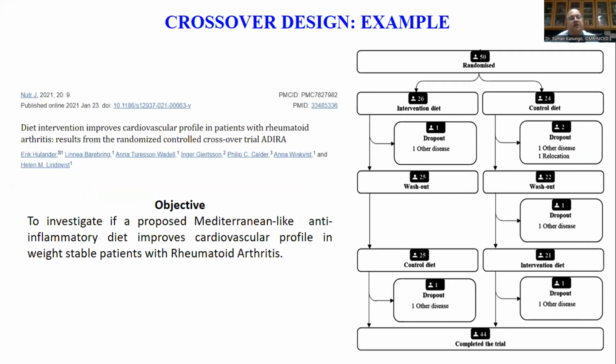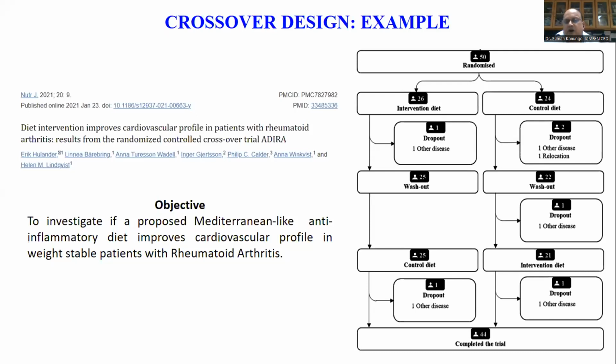So an example is our objective: whether the diet intervention improves cardiovascular profile in patients with rheumatoid arthritis. So we have a specific diet, whether the rheumatoid arthritis gets better or not. We propose a Mediterranean light anti-inflammatory diet improves the cardiovascular profile in weight stable patients with rheumatoid arthritis. So randomized, one gets the intervention diet, the other gets the normal or the control diet.